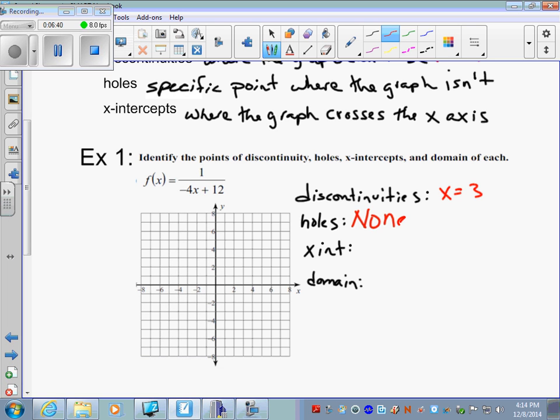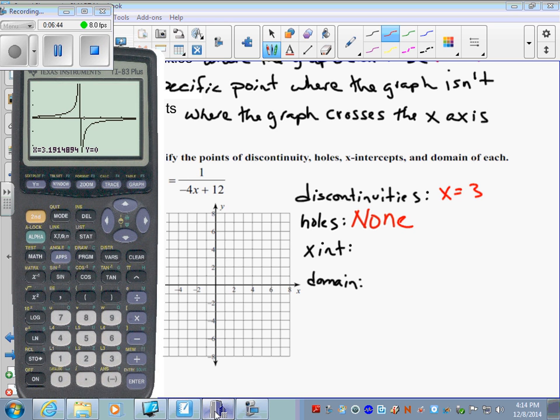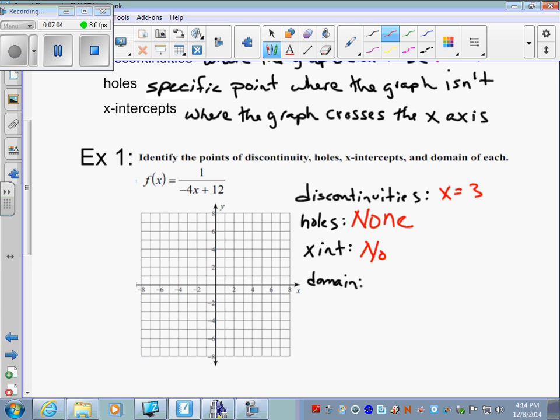The x-intercept, well, let's zoom back out. Find the x-intercepts. Does not look like there is one. It doesn't look like it's going to cross. No. Does not look like it crosses, so none. And domain is all of your x values.